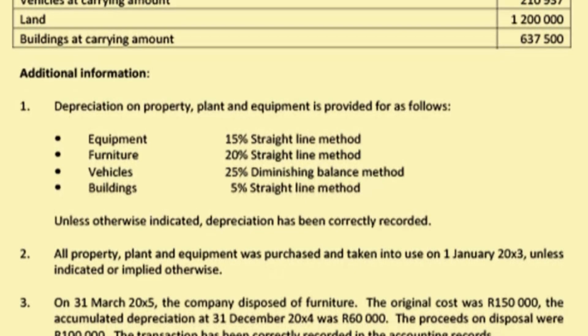For instance, we're told that equipment is depreciated at 15% on the straight line method, furniture at 20% on the straight line method. And part of this example that I'm giving you is to unpack this kind of reasoning that has implicit mathematical language in it. Then vehicles are 25% on the diminishing balance method. And we're told that buildings is 5%.